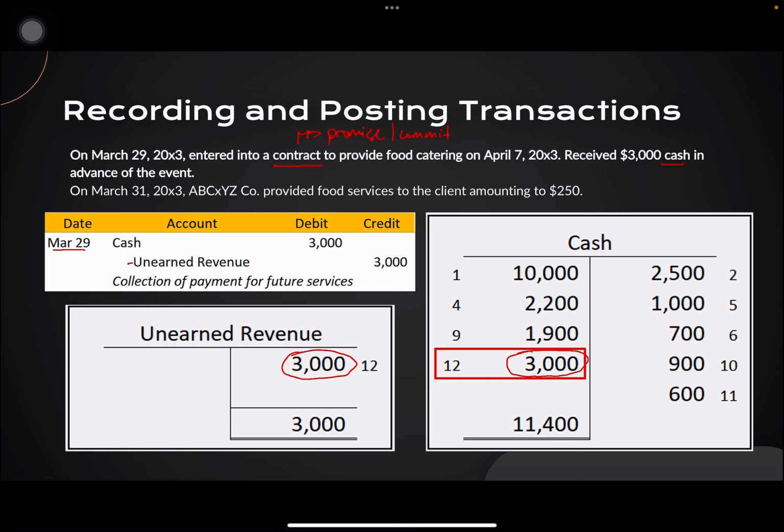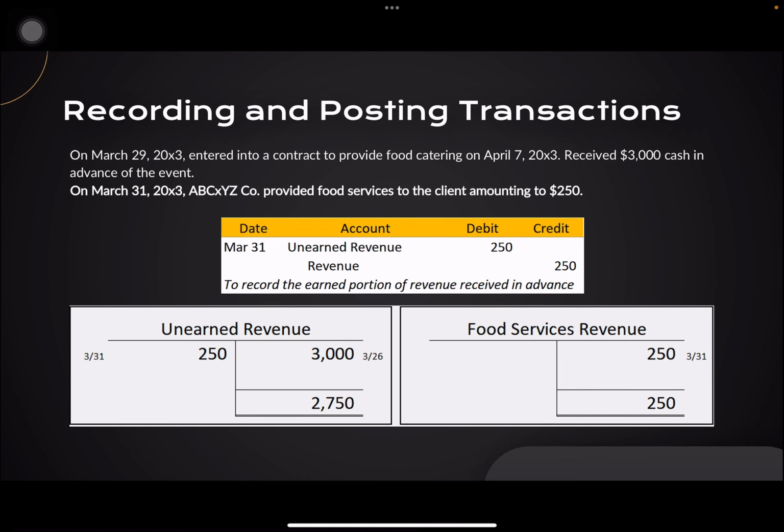Okay? So, next slide. Let's try to dissect what happened on the second bullet point. This one. Right? So it says here that we will be providing food catering services on April 7, 20x3. However, there was an advance food delivery on March 31, 20x3. We provided food services to the client amounting to $250.